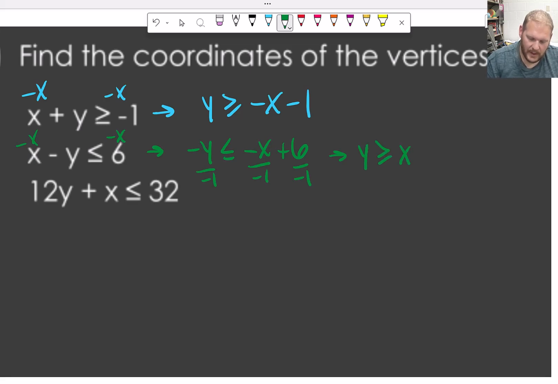So remember, if I multiply or divide by a negative in an inequality, it has to flip the direction of that inequality from a less than to a greater than, or vice versa. So that is my original middle inequality, just rearranged into slope-intercept form.